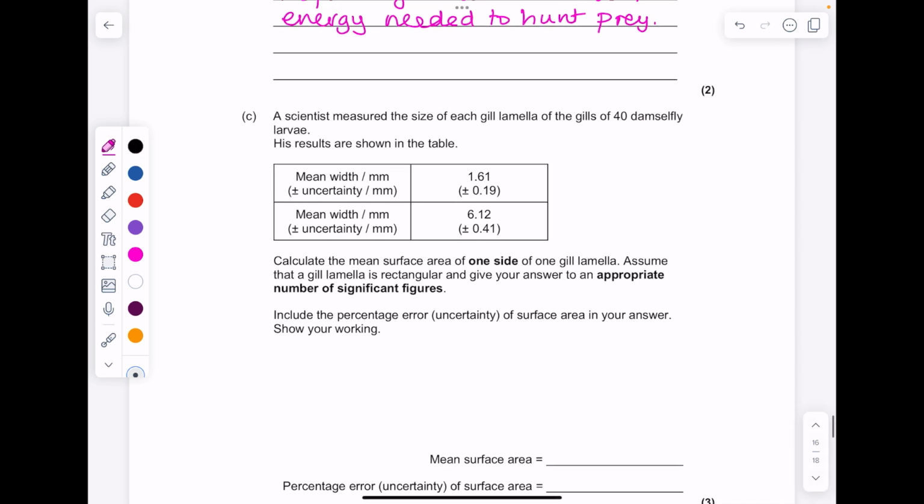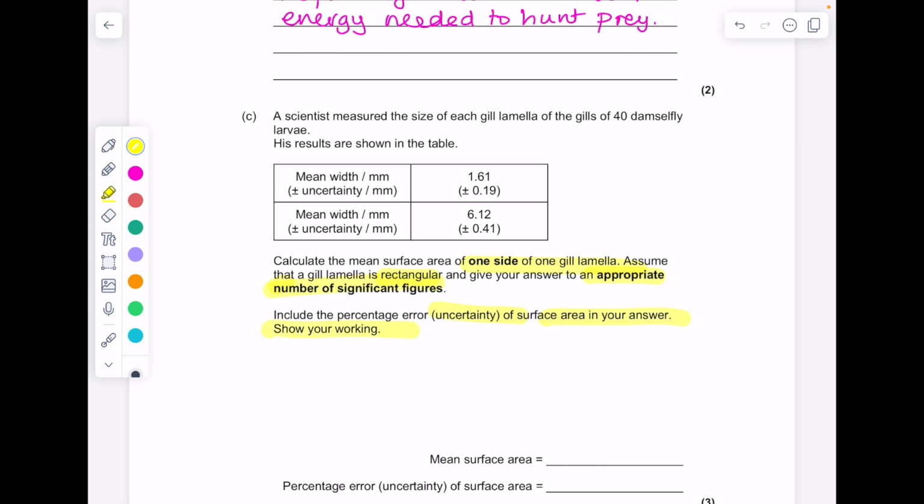A scientist measured the size of each gill lamella of the gills of 40 damselfly larvae. His results are shown in the table. Calculate the mean surface area of one side of one gill lamella. Assume that a gill lamella is rectangular. Give your answer to an appropriate number of significant figures. Include the percentage error uncertainty of a surface area in your answer.